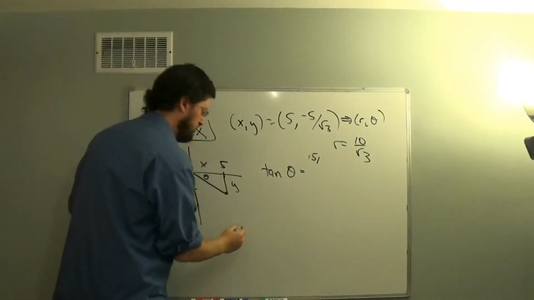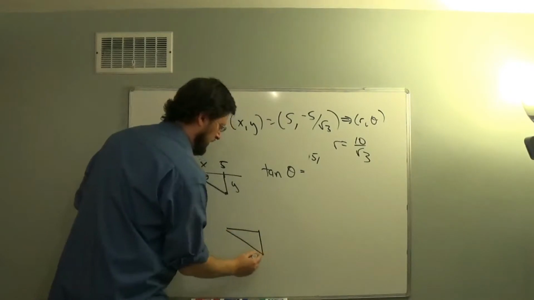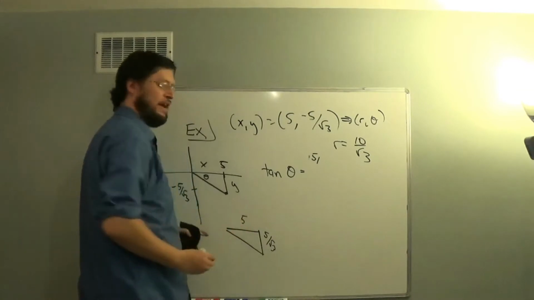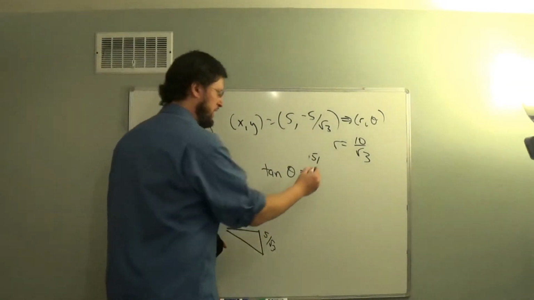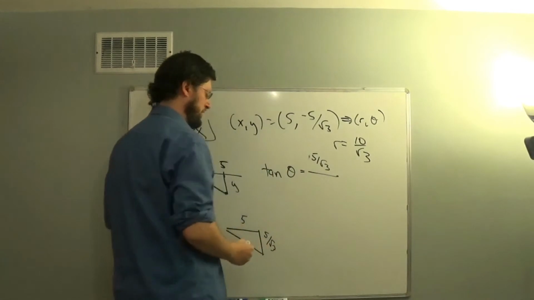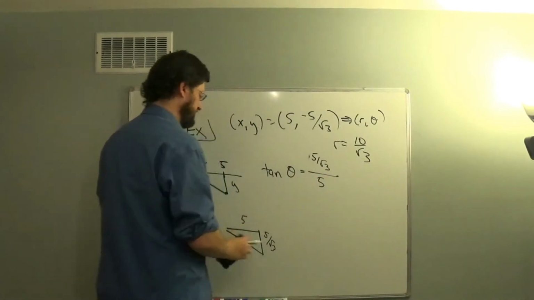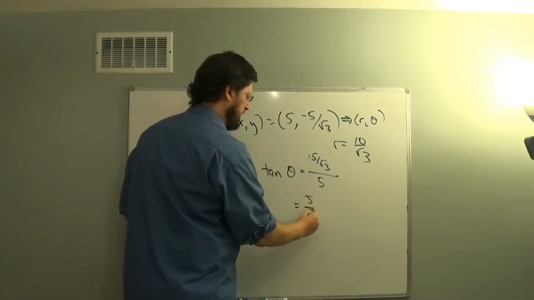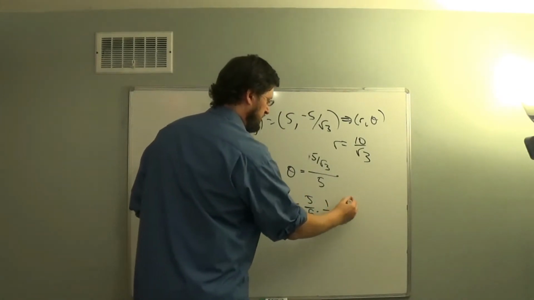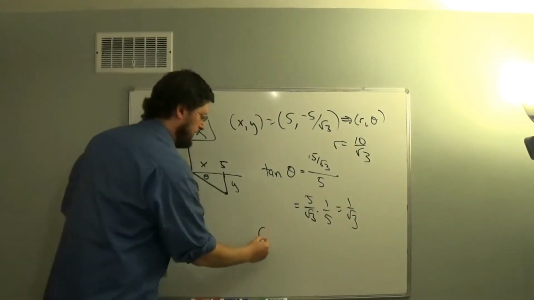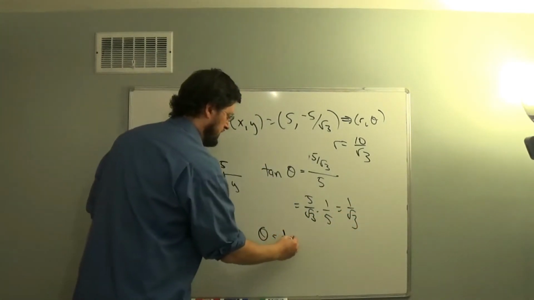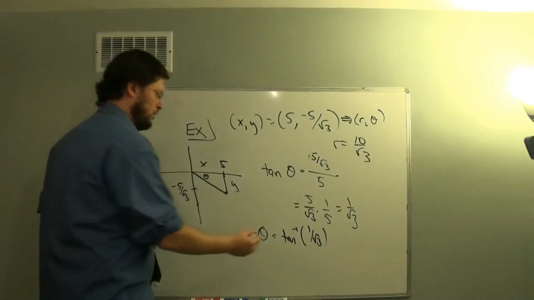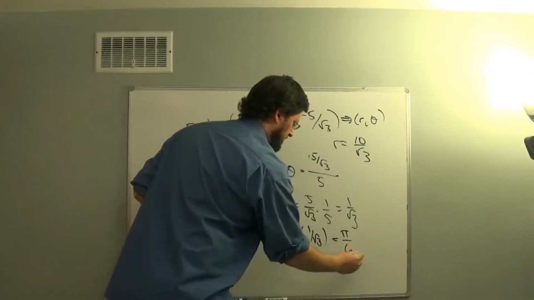We're thinking about this as just a triangle that lives by itself. And this distance is 5 over root 3, and this distance is 5. Which means tangent of that angle is positive 5 over root 3, all divided by 5. Well, that's 5 over root 3 times 1 over 5, which is 1 over root 3. So theta is tan inverse of 1 over root 3, which is pi over 6.